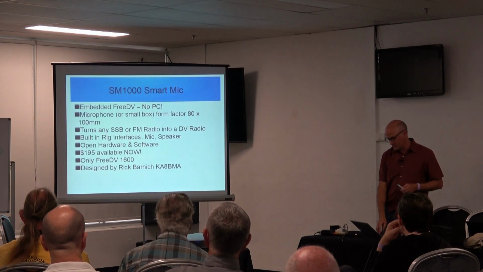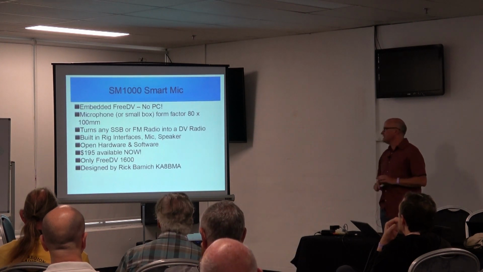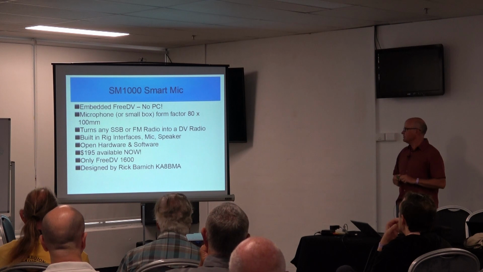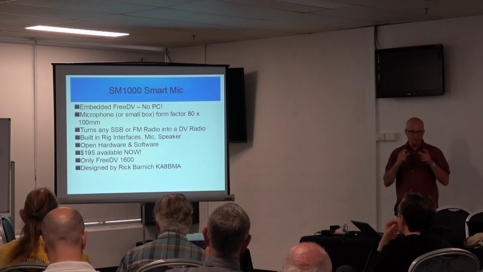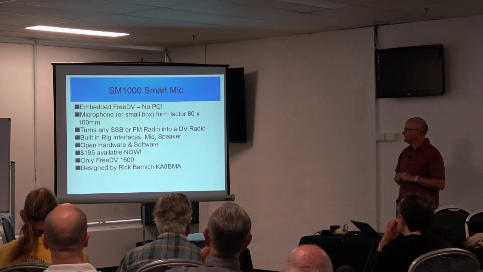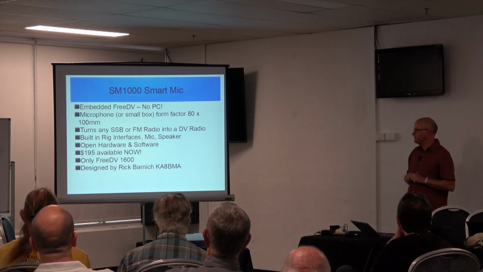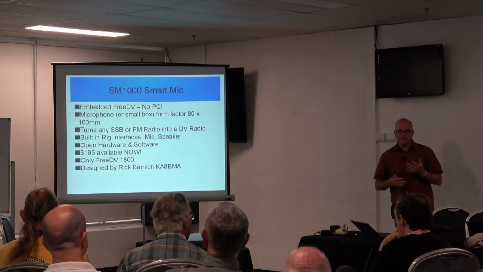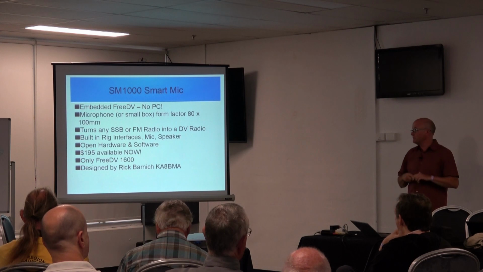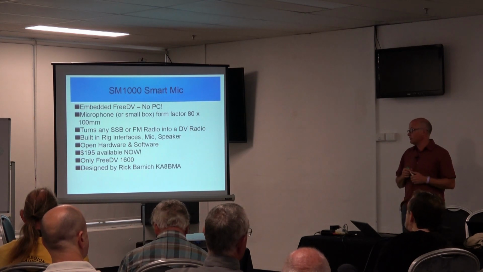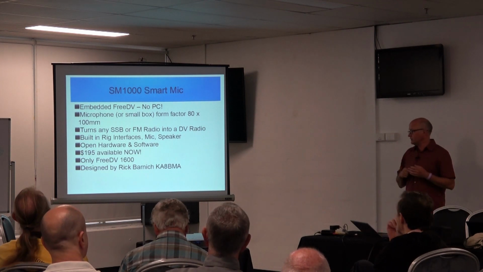That part's not going too well yet. Another way to get on the air is with the SM1000 smart mic, a little blue box. It's a little embedded box that combines a bunch of those other boxes I showed you on the previous slide. It includes all the rig interfaces, the computer, a microphone, a speaker, and that connects directly to your radio to get on the air with FreeDV.